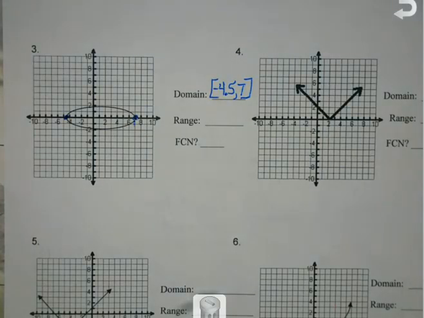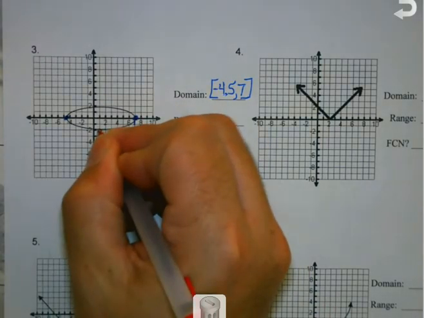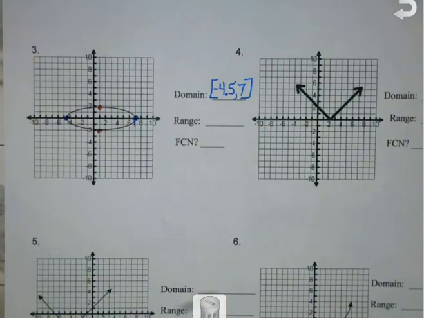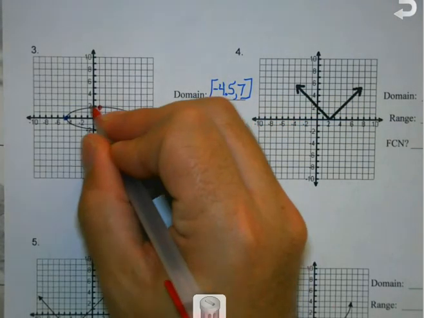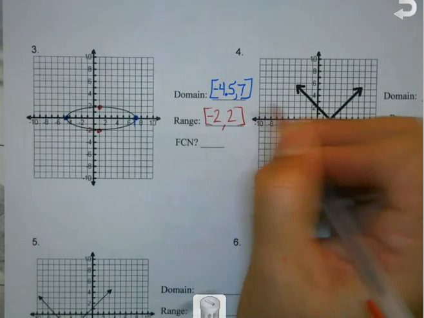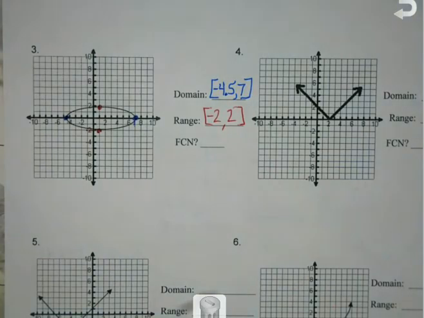Range works the same way. Bottom and top, putting dots on there isn't a bad idea if they're not on there. Looks like about -2 to +2. If you've got a little more specific, we're like 1.9 or something, that's okay.